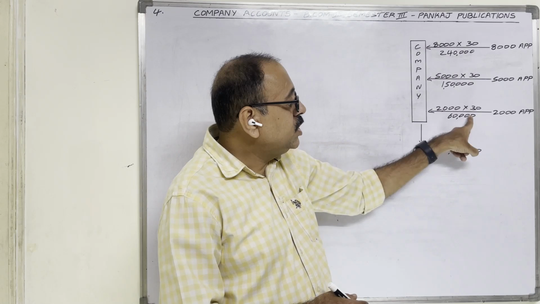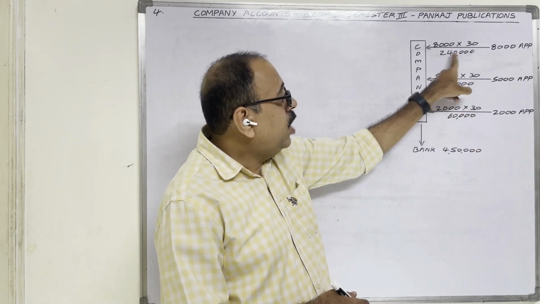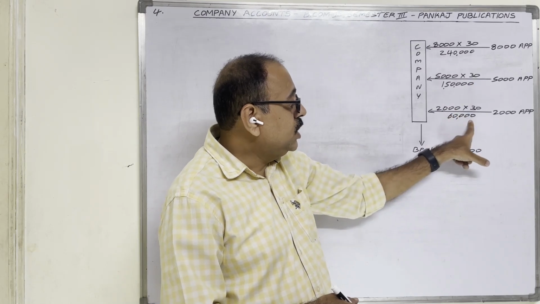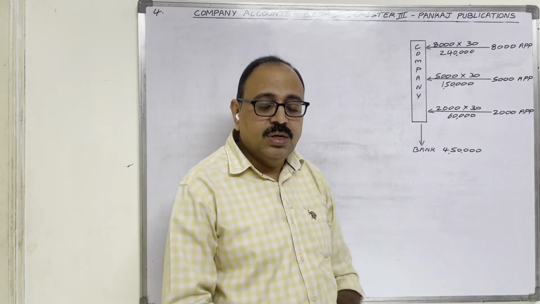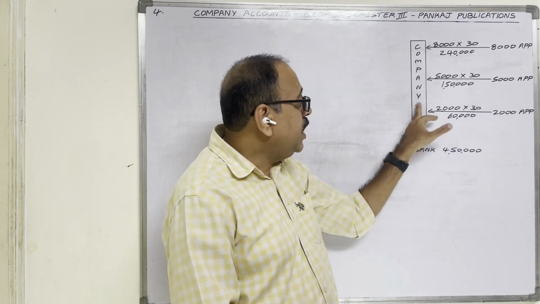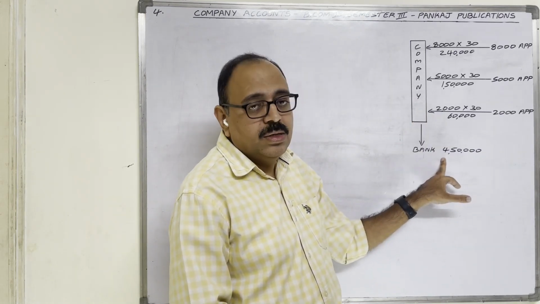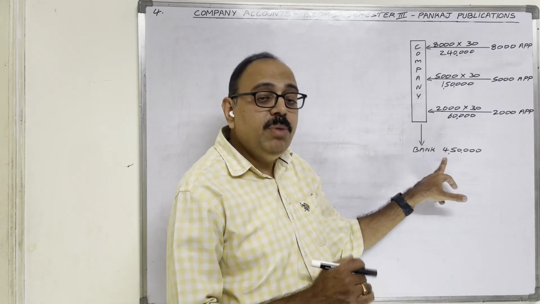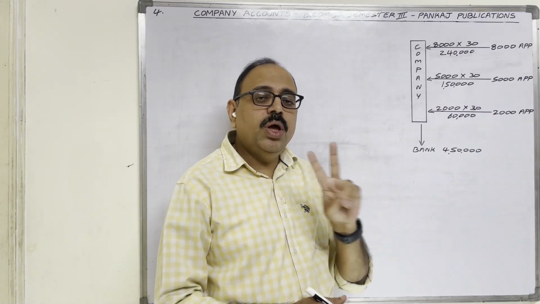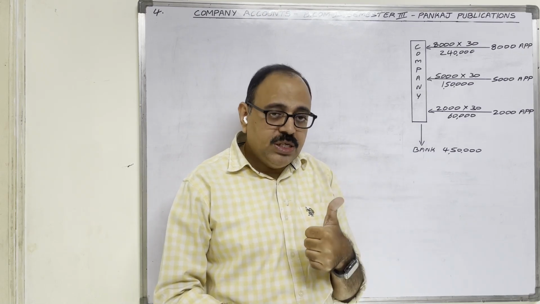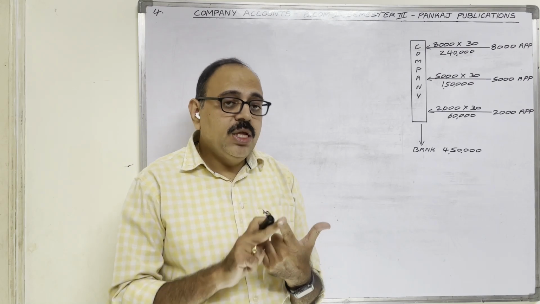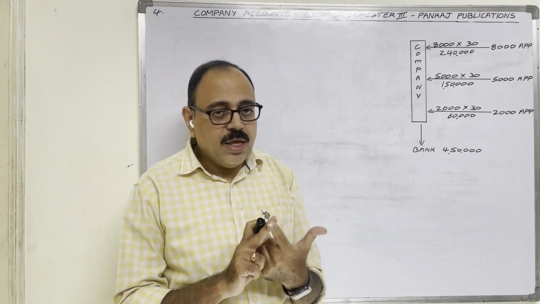So total how much money came to the company? 2,40,000 plus 1,50,000 plus 60,000, that is 4,50,000. And our assumption is the company deposited that money in the bank. Nothing but applicants directly deposited that money in our bank account. So here 2 accounts are there. Bank is receiving this amount, therefore bank account is one account. Applicants are paying this amount, so applicants are another account.